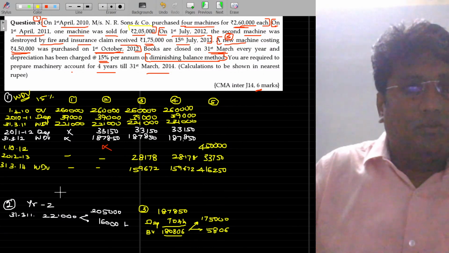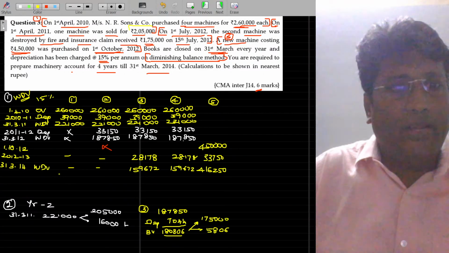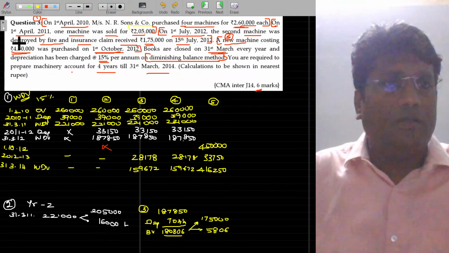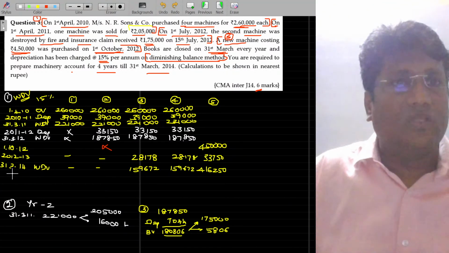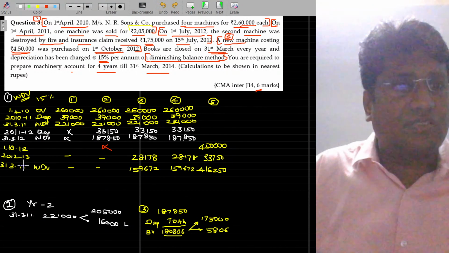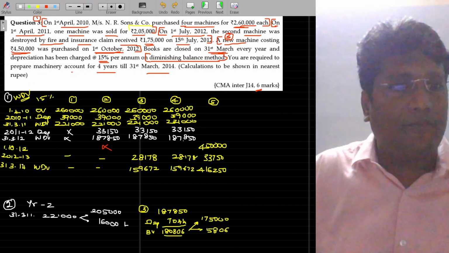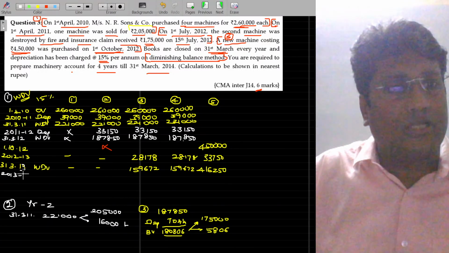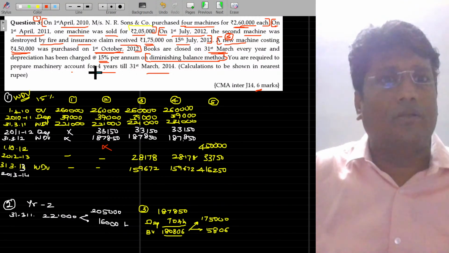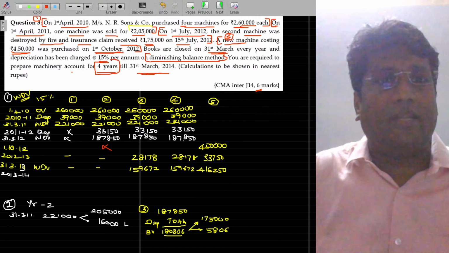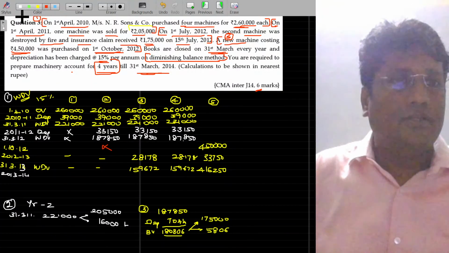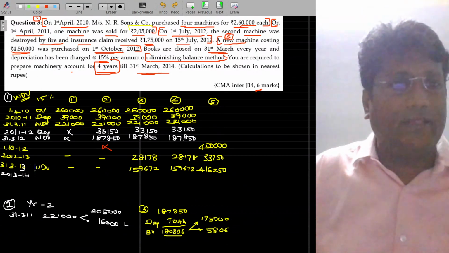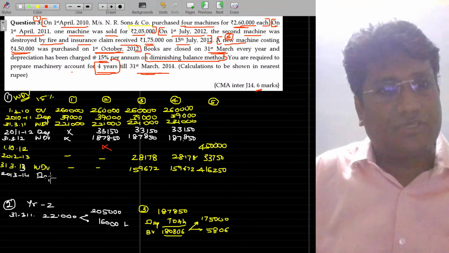Now we have to find out the next year depreciation. This is 13, right? Now we have to calculate the depreciation for 2013-14 because we are supposed to prepare up to how long? 4 years, till 31st March 2014. So for the last year, we don't have any other adjustments. So directly claim the depreciation.